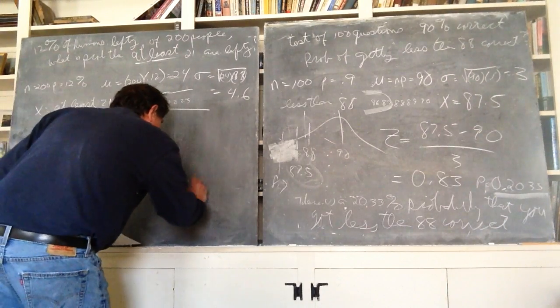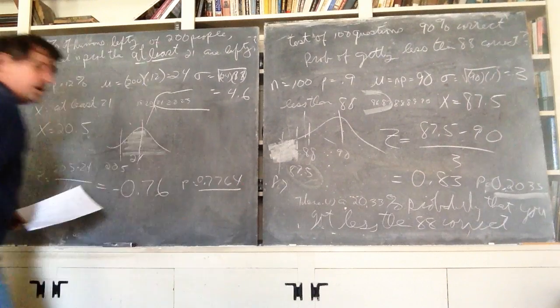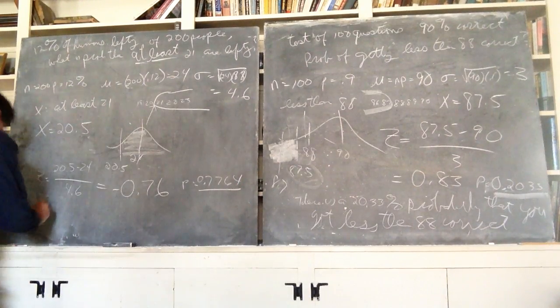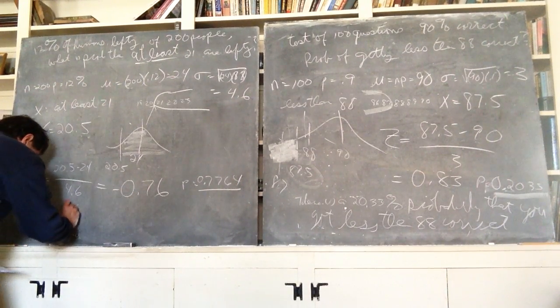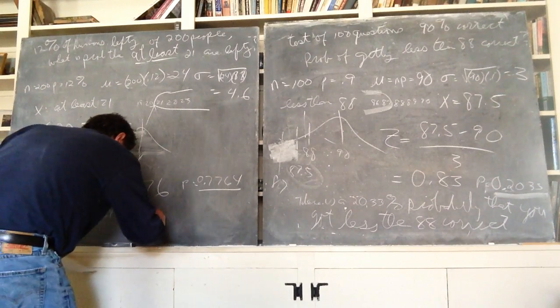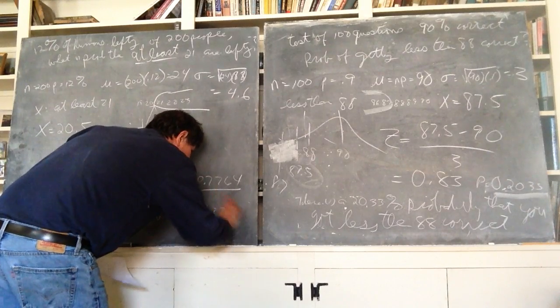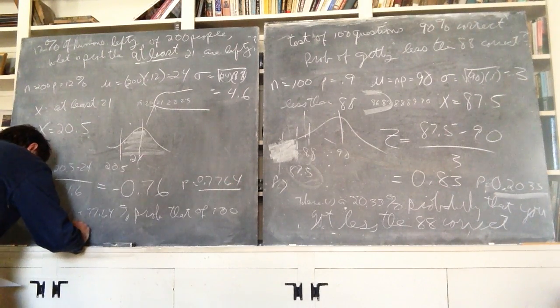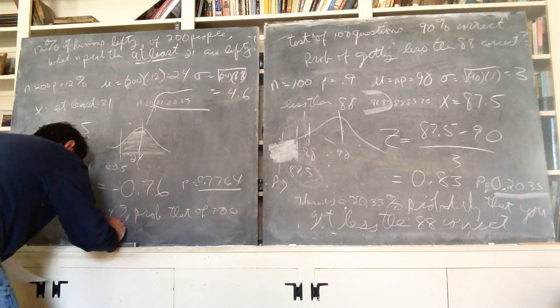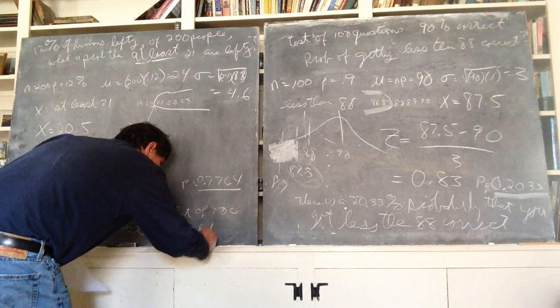77.64. P then is 0.7764. That's what I looked up. That's the answer to the problem. There is a 77.64% probability that of 200 humans, at least 21 are lefty. Okay.